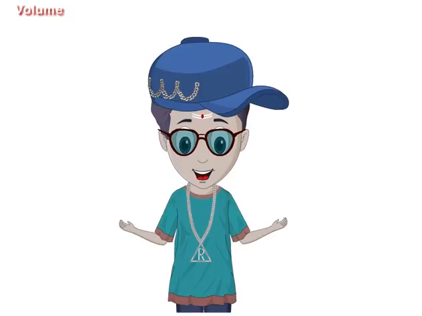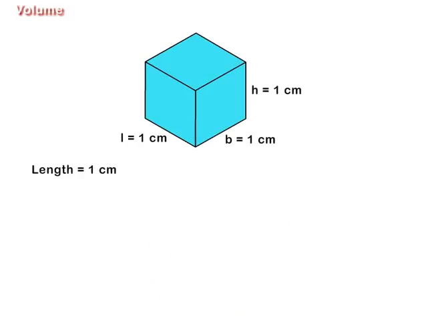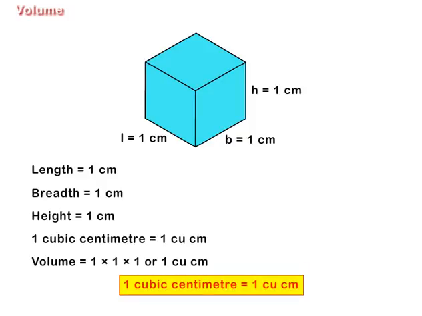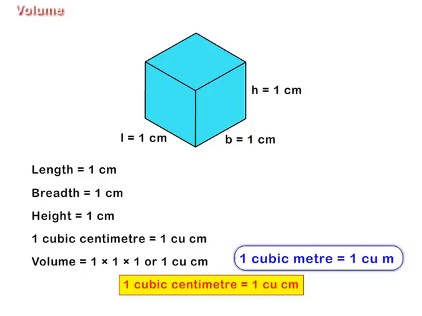Look at this cube. It has length of 1 centimeter, breadth of 1 centimeter and height of 1 centimeter. So, it occupies the volume of 1 unit cube. The volume of this cube is 1 cubic centimeter. We write 1 cubic centimeter as 1 cm³. Similarly, the volume of a cube of side 1 meter is 1 cubic meter, written as 1 m³.